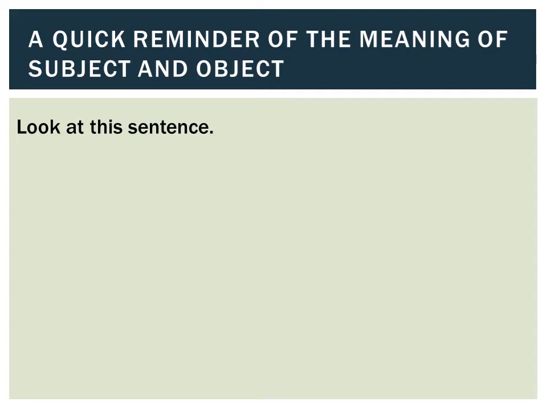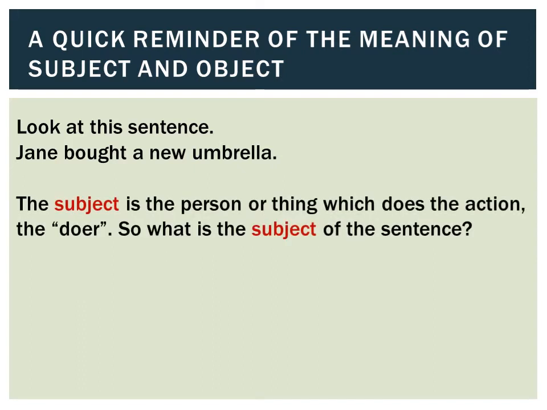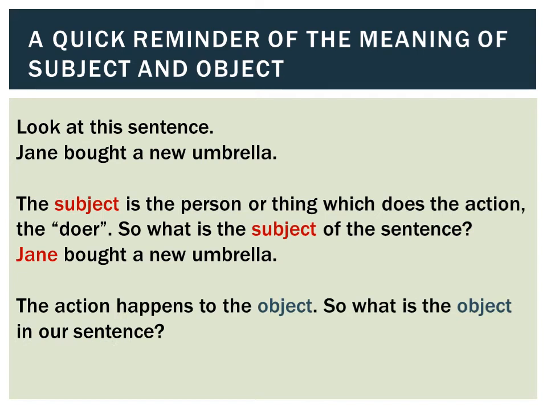Look at this sentence. Jane bought a new umbrella. The subject is the person or thing which does the action, the doer. So, what is the subject of the sentence? The subject is Jane. Jane bought a new umbrella. The action happens to the object. So, what is the object in our sentence? The object is a new umbrella.